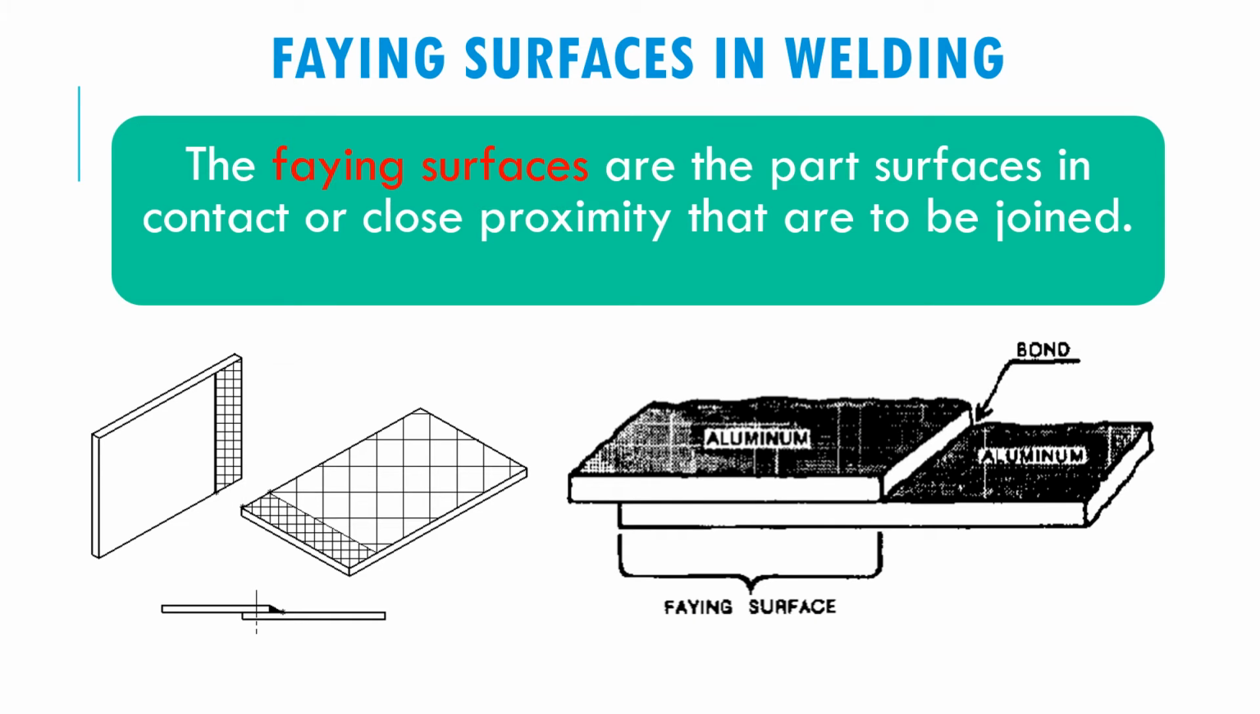So let's see the faying surface in welding. Faying surface is the part where the surfaces are in contact or close proximity that are to be joined. For example, if you can see here, there are 2 plates. These parts will be placed together. So this area that we want to join together is called the faying surface. Welding usually is performed on this area. So the place where the materials contact each other is called the faying surface.